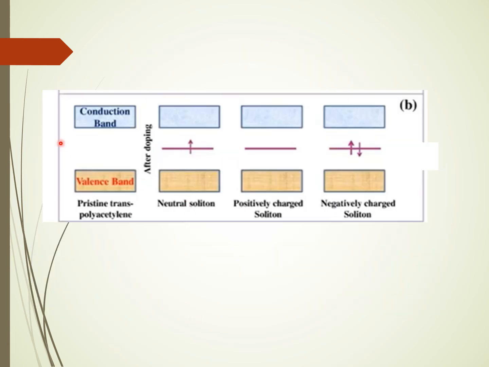See here, a comparative statement of conduction band and valence band. In neutral, conduction band, neutral solution, after doping. So before doping there is no energy level. After doping there is an energy level created. For positively charged, an electron is taken away. For negatively charged, one more electron is given. So we have the charge. This is for the soliton.